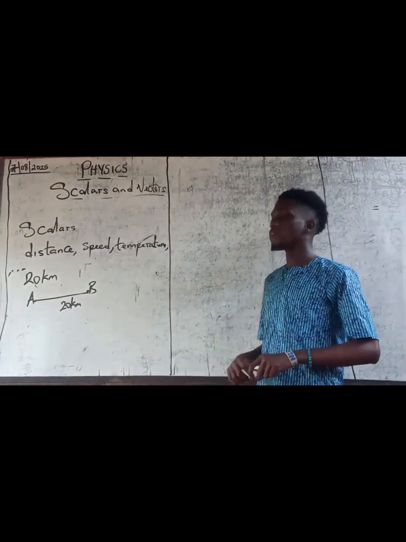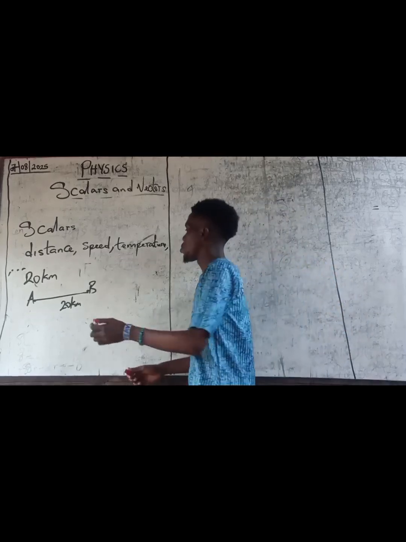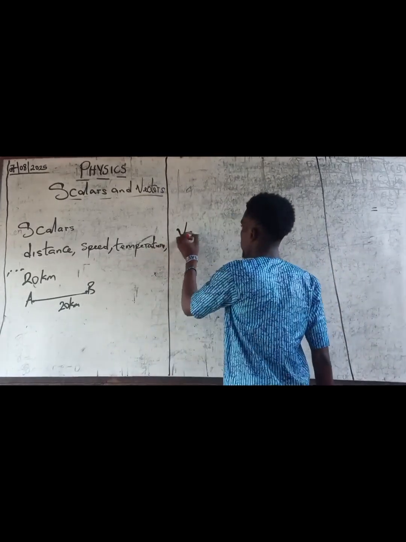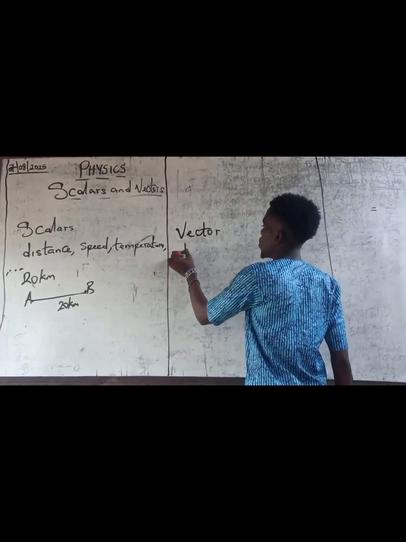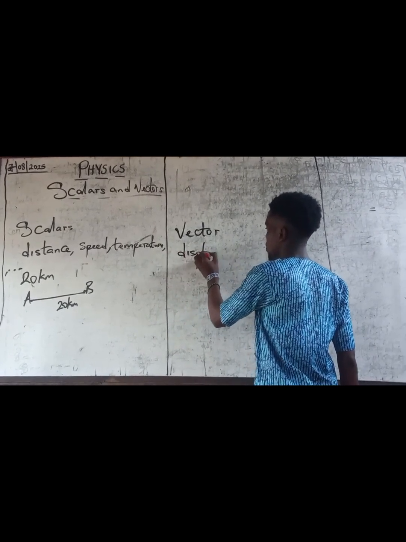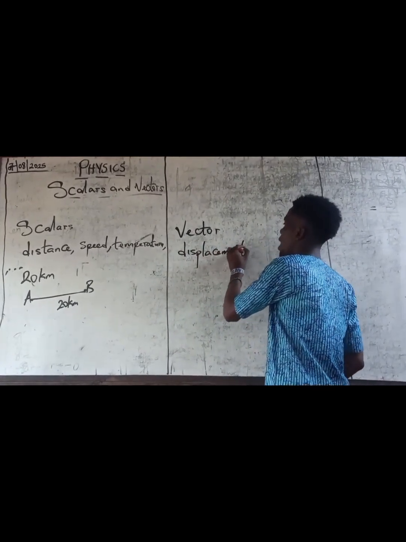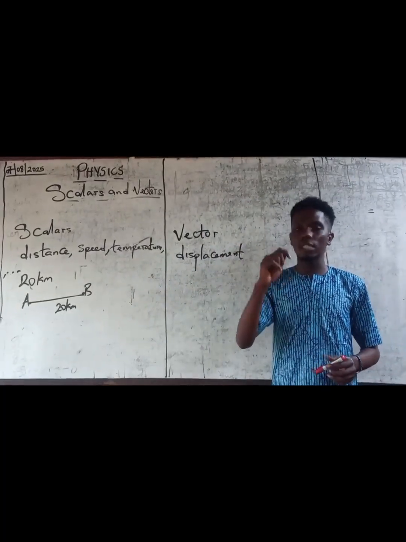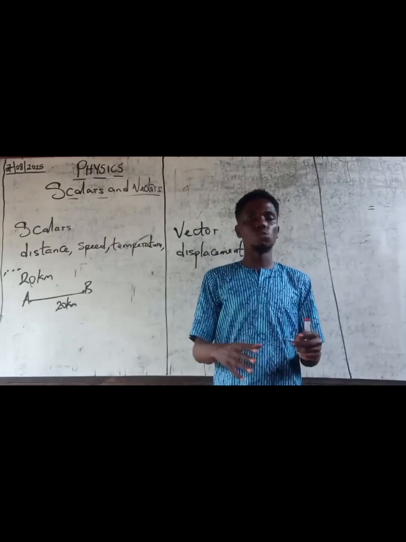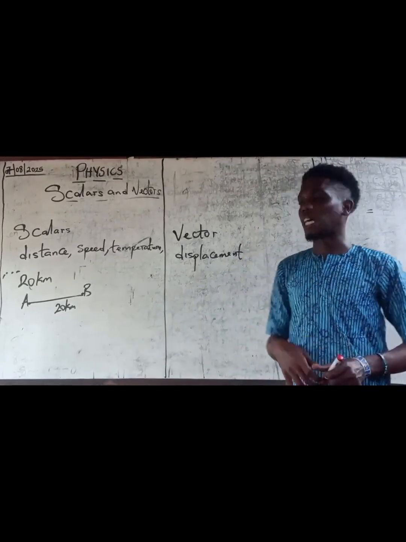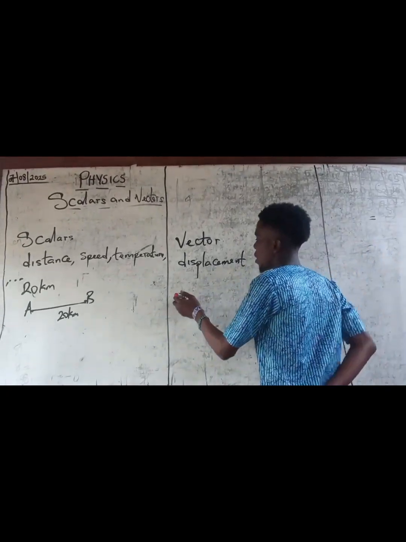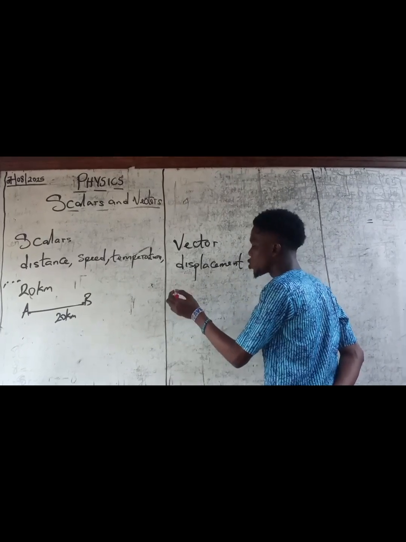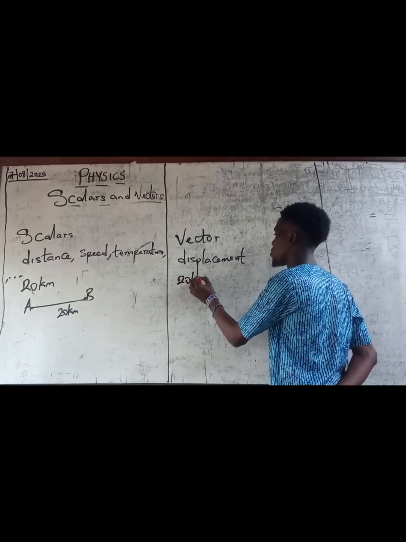Now, an example of a vector quantity will be displacement. A vector quantity doesn't just have magnitude, it also has direction. So a vector quantity is a quantity that has both magnitude and direction. An example will be something like this: a boy traveled 20 kilometers west.